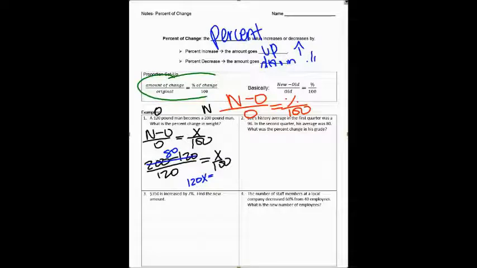120x equals 80 times 100 will give us that. Divide by 120, we get x equals 66.6 repeating percent. If they ask you to round to the nearest percent, would that be 66 or 67? We would round up, right? 67%. And is that an increase or a decrease, going from 120 to 200? We increase, so we would call it that. Okay?